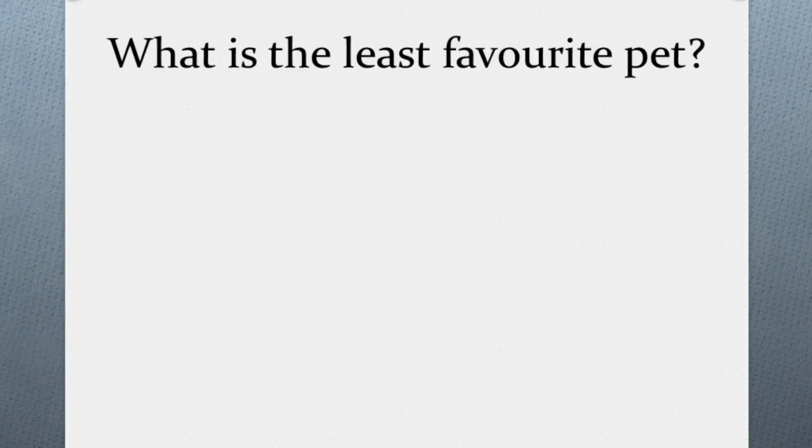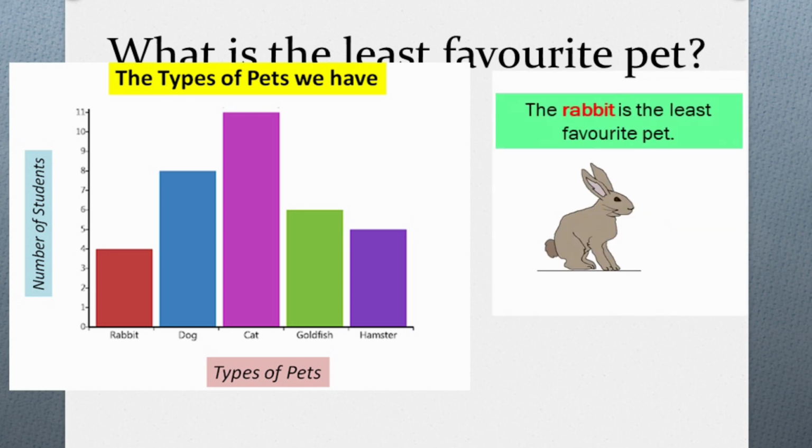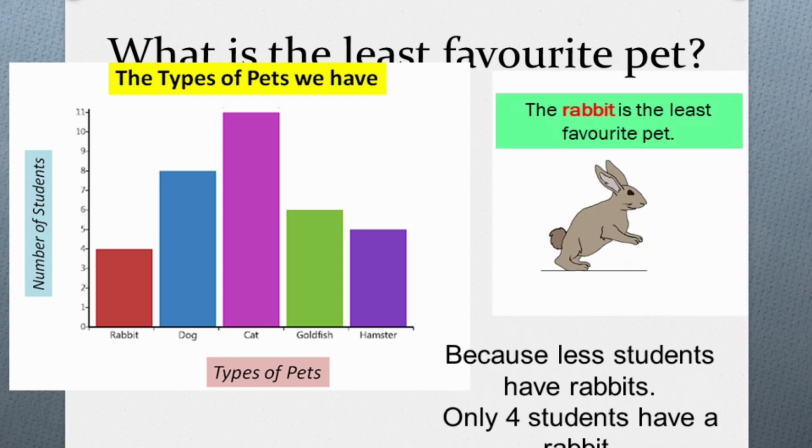What is the least favorite pet? Now you can go ahead and pause your video and work this one out. So here, the least favorite pet would mean that it is the pet that there are the smallest amount of. And if we look, we'll realize that the rabbit is the least favorite pet because there are 4 of them. So only 4 students have a rabbit.